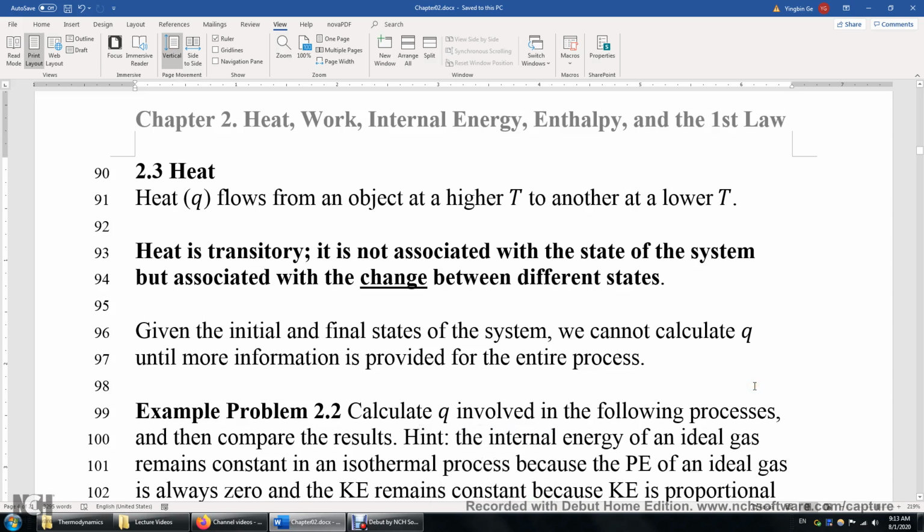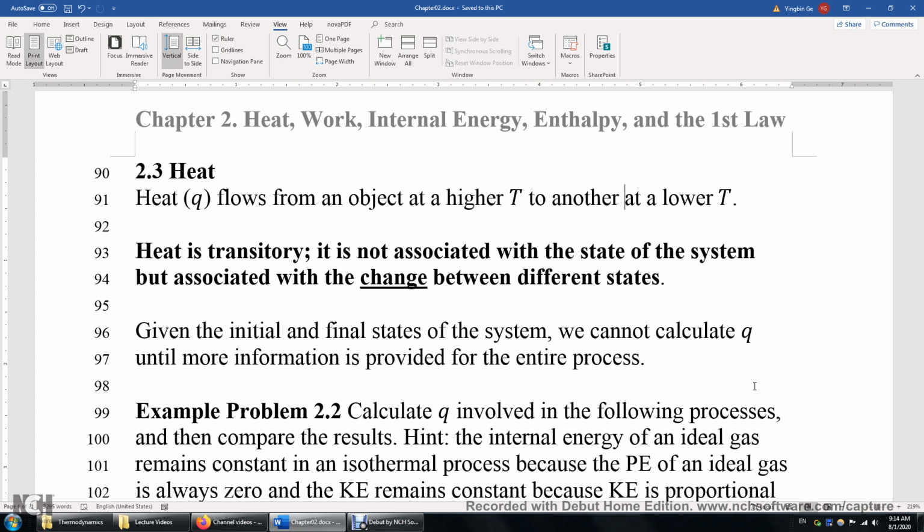Section 2.3, heat. Heat always flows from a higher temperature object to a lower temperature object, or from a higher temperature region to a lower temperature region. Heat is also transitory, just like work. Heat is not associated with the state of the system. It's the change between two different states.